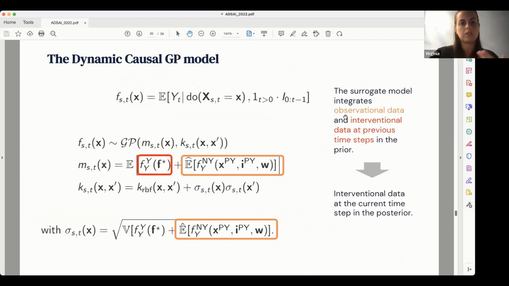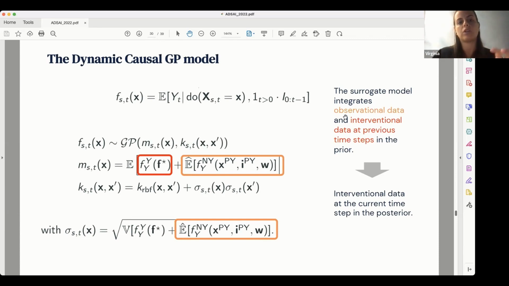So exploiting this recursion, we can define the mean function and the variance function as we were doing in CBO, but including this recursion. So again, the mean function will be determined by the approximated average causal effect with observational data plus a term that depends on the found optimal interventional level at the previous time step.